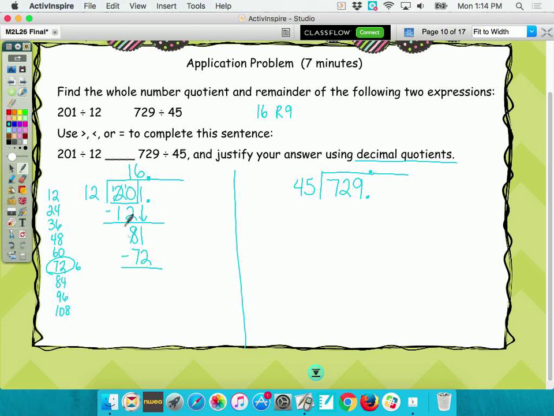So sure enough, I got 16 remainder 9. Did you? I haven't done it. Am I rushing you? Yes. Okay, I'll slow down a little bit. I just got it. But I already told you, it says to justify your answer using decimal quotients. So we have to keep going, don't we? What are you going to do? Add a 0. Okay, and really, the 0's already there.